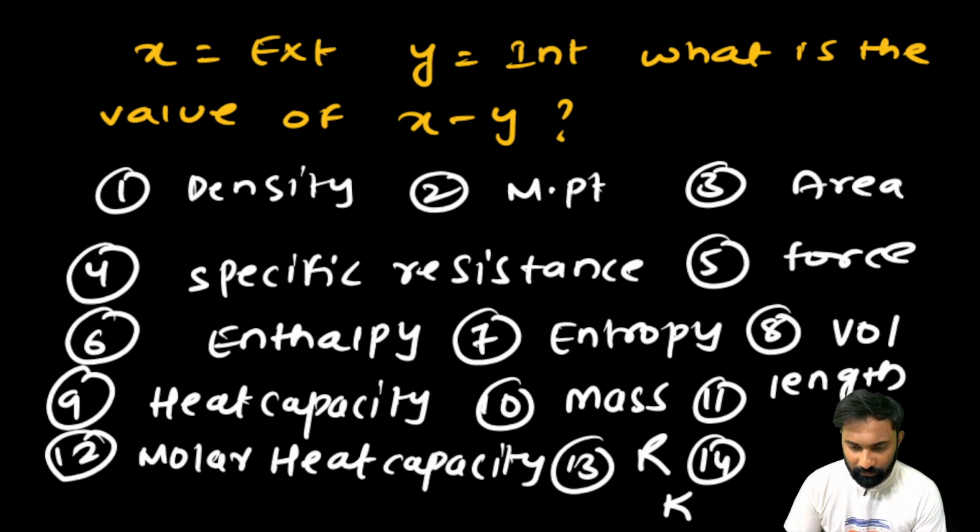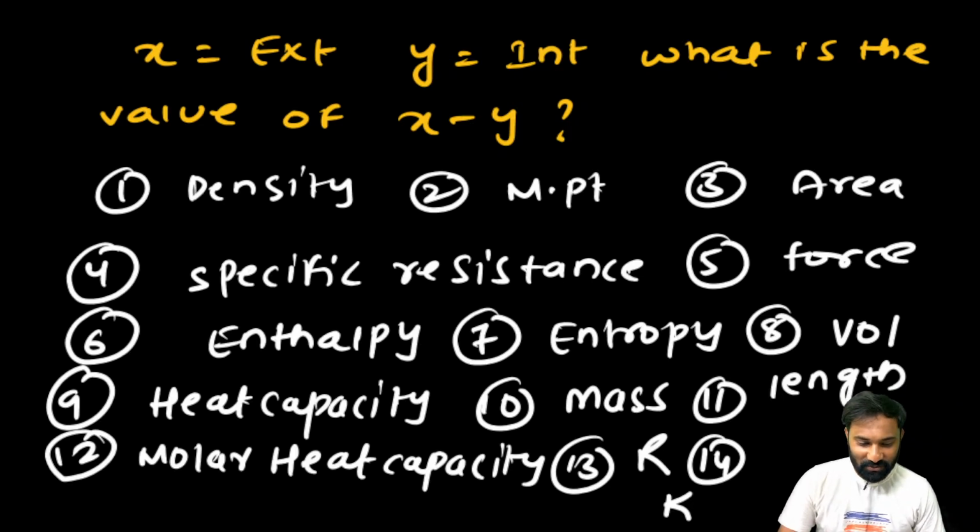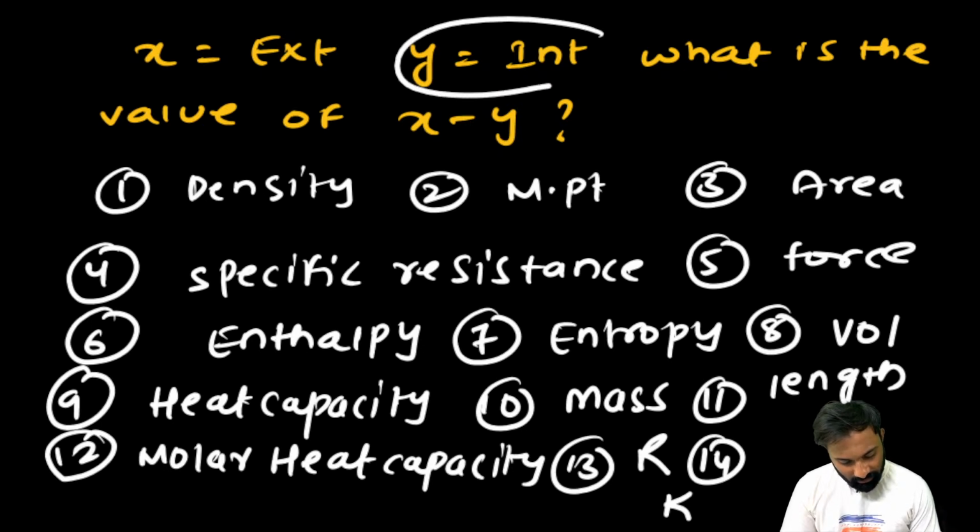Should I say, or are you trying? If you don't know, give me the x. I am ready to explain. If you don't know, give me the x. No, extensive minus intensive will give you the intensive. No, no, no. I am saying that x is the extensive property, y is the intensive property. Okay, x is the extensive property, y is the intensive property.